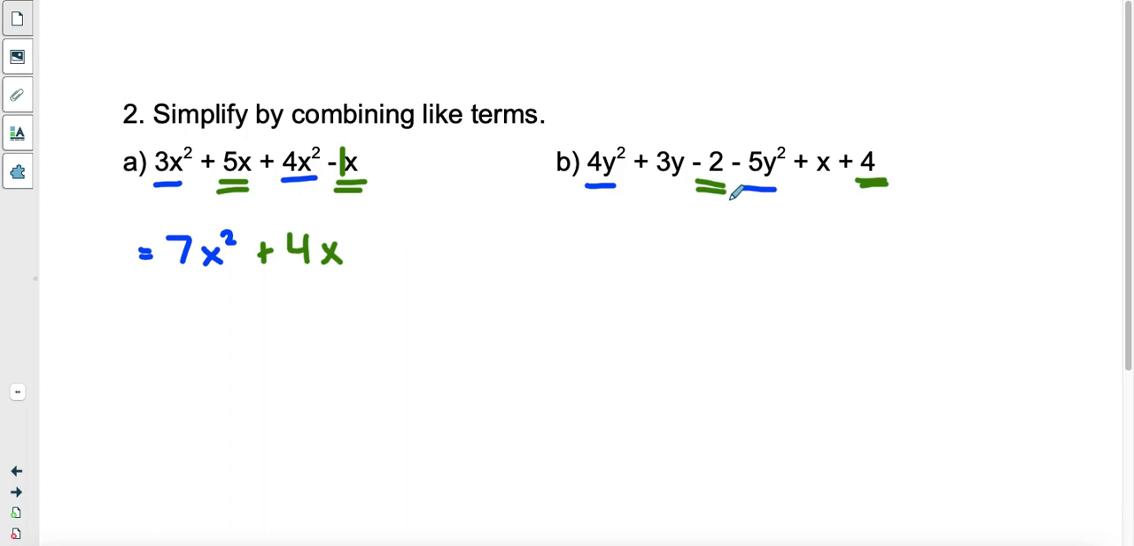So let's write our final answer. Let's simplify this. 4y squared minus 5y squared, well, 4 minus 5 is just negative 1y squared. Negative 2 plus 4, that's going to give us just 2. And we're also left with 3y plus x.